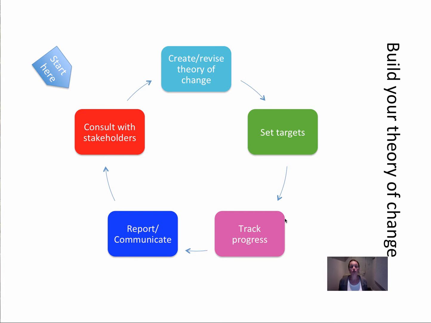So let's move on to how you would do social impact measurement for your own organization. You're going to start by building your theory of change, set targets, track progress, report and communicate, and consult with stakeholders. The first time around, you start by consulting with stakeholders.